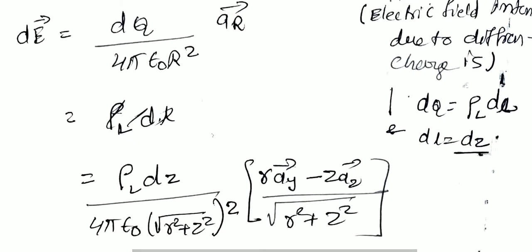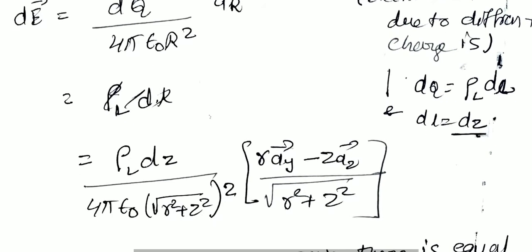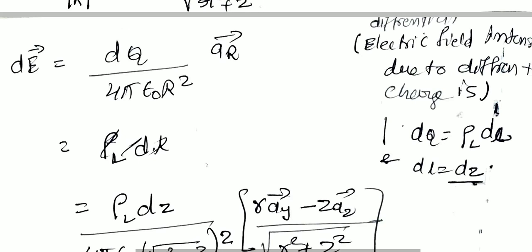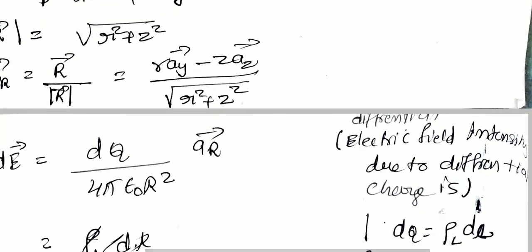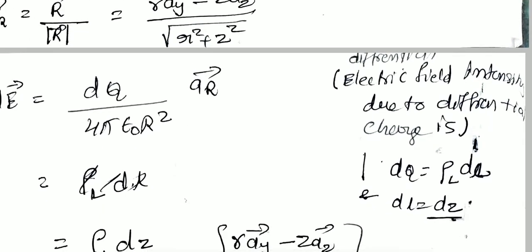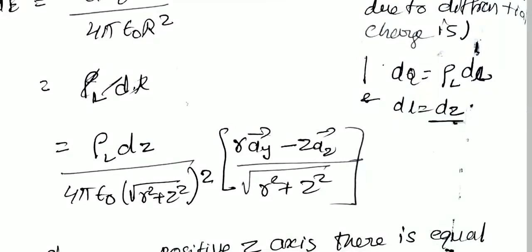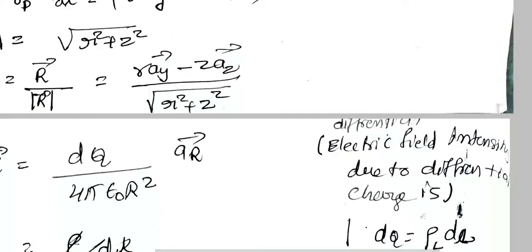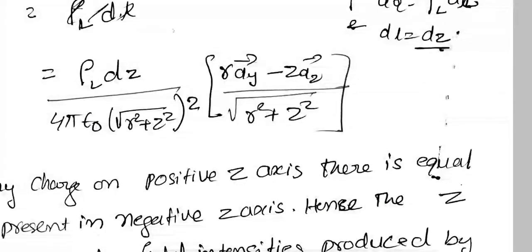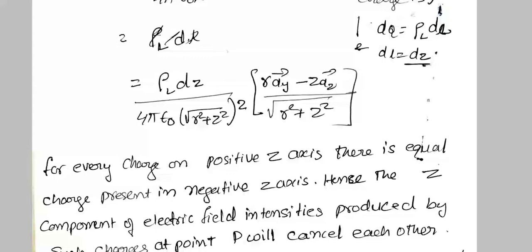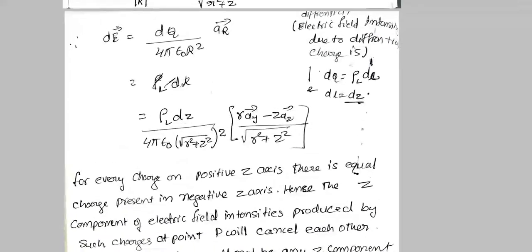The electric field intensity dE for a point charge dq is given by dq divided by 4 pi epsilon naught R square into aR. We know the value for dq, that is rho l into dz, and 4 pi epsilon naught is constant. R can be represented by this value; in the denominator generally we take the magnitude, so square root of r square plus z square, whole square. And aR can be written by this value, r ay minus z az divided by square root of r square plus z square. So this is the value of dE.